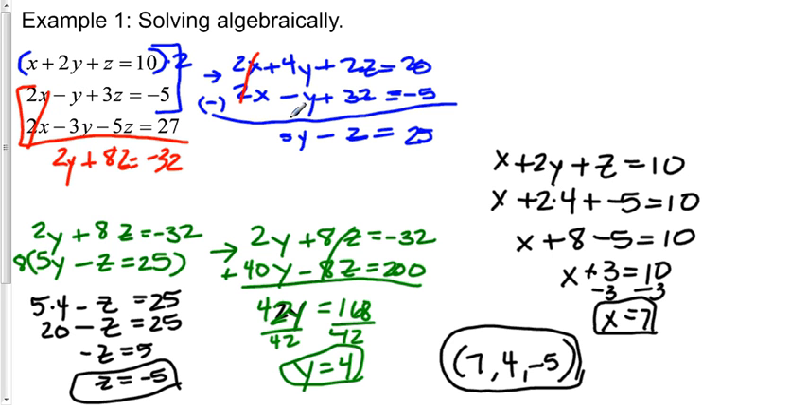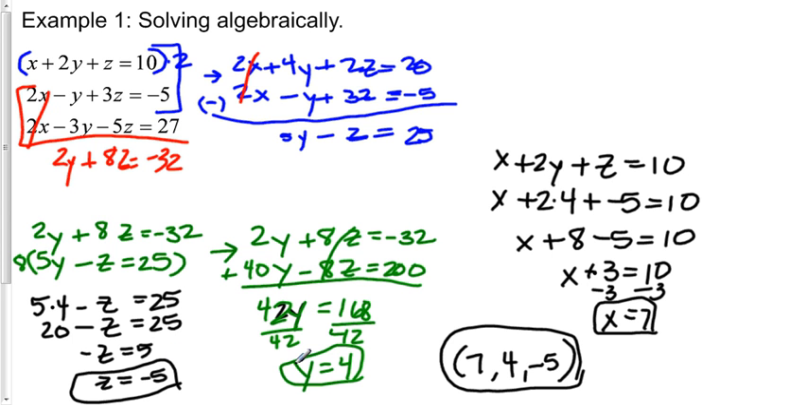You need to eliminate the same variable twice. So I eliminated x with the first 2 equations, and I eliminated x again with the second 2 equations. That gave me 2 equations with y and z, 5y minus z equals 25, and 2y plus 8z equals negative 32. You can then line up these 2 equations and solve for the 2 variables. We figured out y equals 4 and z equals negative 5 using our old-fashioned elimination method.